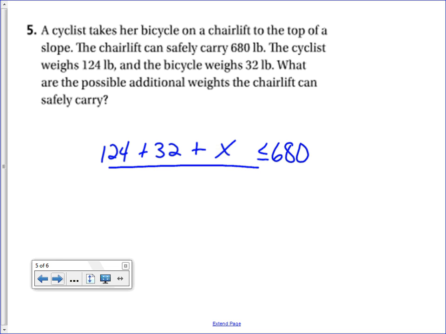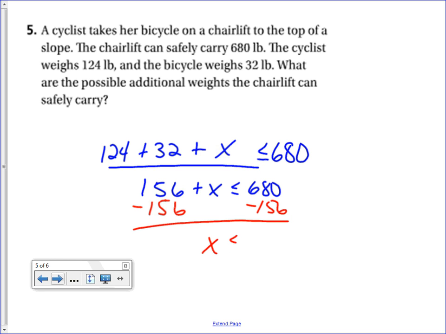So now if I went to solve it, if you combine like terms, you'd have 156 plus x is less than or equal to 680. Then to solve that one, we would minus off the 156. And you would get x is less than or equal to 424. Nope, 524. Sometimes my math skills need a little work.